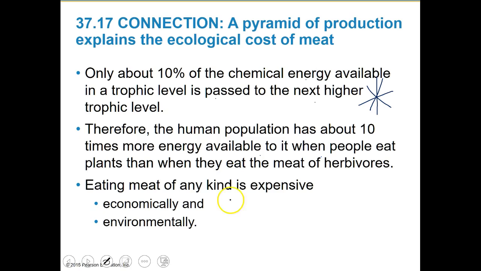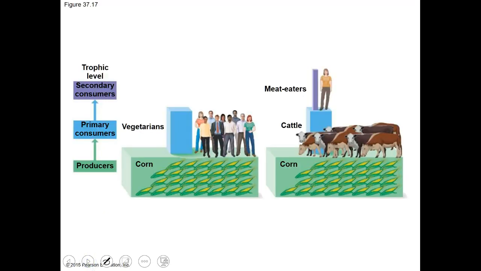The other thing about it is eating meat is actually kind of expensive, both economically and environmentally. So there are some comments on sustainability, just some things to think about. The more vegetables we eat, the more we're actually able to use that energy. If we're eating beef, you get less actual energy out of it, and it's less efficient, and economically and environmentally it's just not all that great.